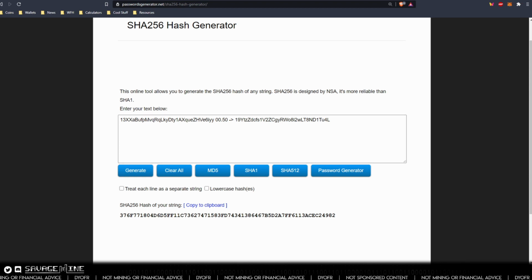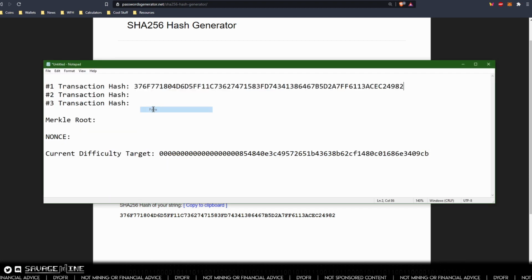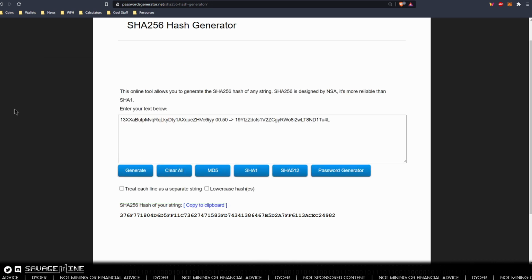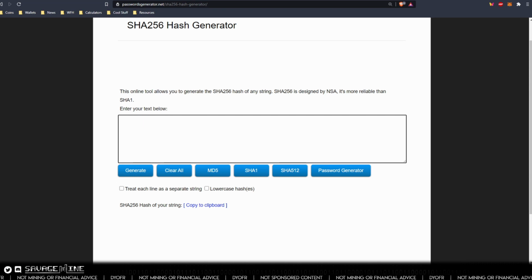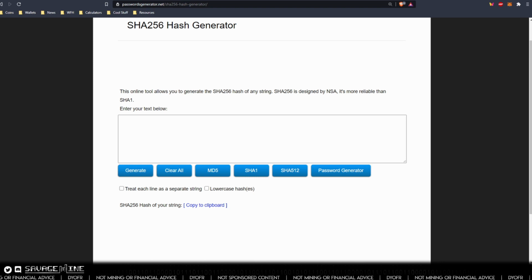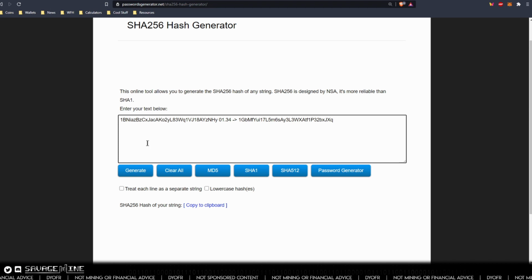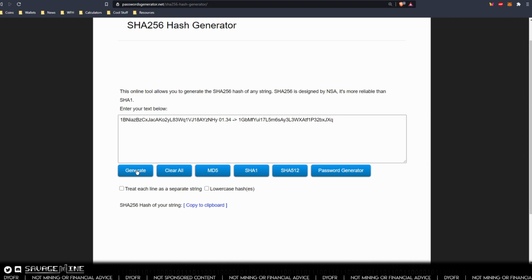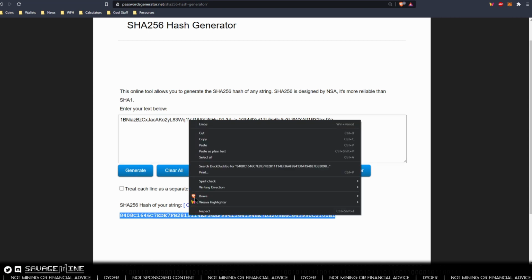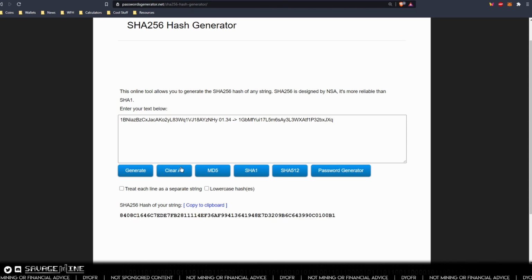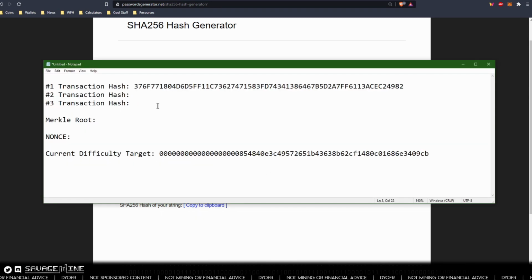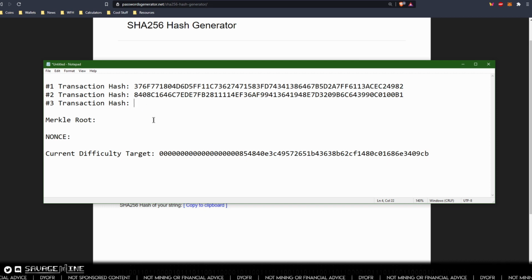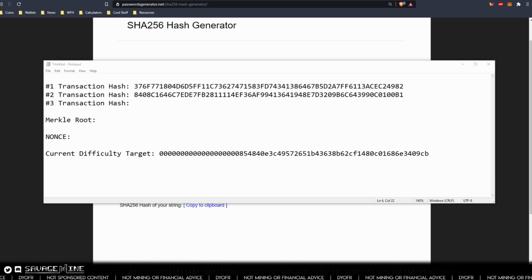So now we're going to document that hash for that first transaction. Our block example here only has 3 transactions just to make it simple. So that's the first transaction, that's the hash of the first transaction. Now we'll go with the second transaction. It looks like this, 1.34 BTC. And we go generate. So now we have the hash from the second transaction. We're going to document that. Then we'll go with our third transaction.